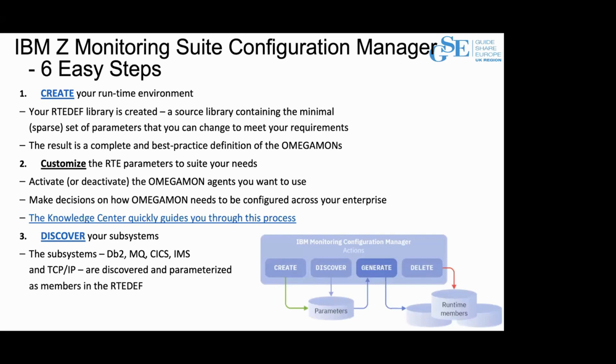For example, is it a hub TEMS? Is it a TEMS? What's your IP port? And so on. These are the standard parameters that customers will change to fit their environments. So what you do is customize. You go into the RTE def library, you customize the members. You enable or disable the agents you want to be configured. And of course, you can change the parameters.